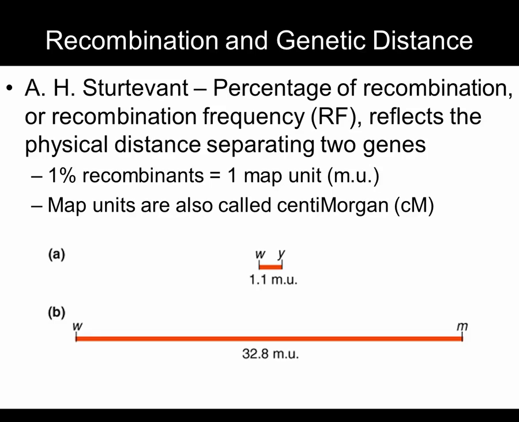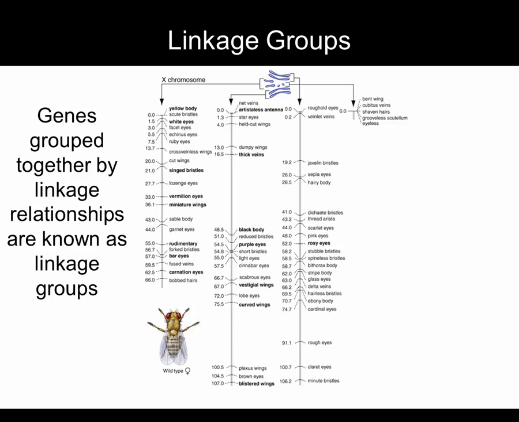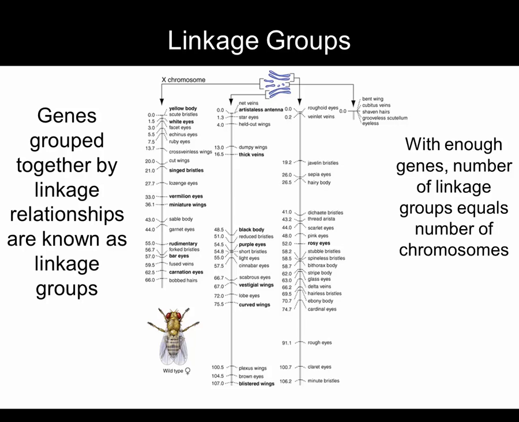If there are 32.8 map units between W and M, that means that 32.8% of the offspring of a WM dihybrid were recombinant. These units are somewhat arbitrary, but they help us understand relative positions. We can tell that W is much closer to Y than it is to M. With enough crosses, we can map the relative position and distances between many genes. This will be an exercise we'll save for class. A group of genes that can be linked together by such crosses are called linkage groups. And if you look at enough genes, linkage groups actually reveal all the genes that are on a chromosome.